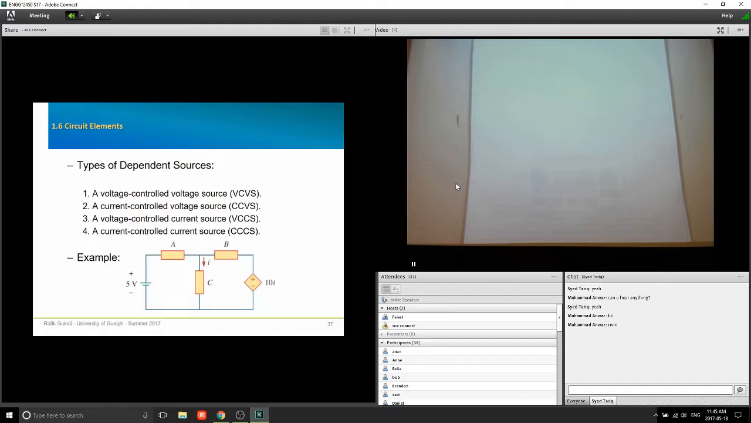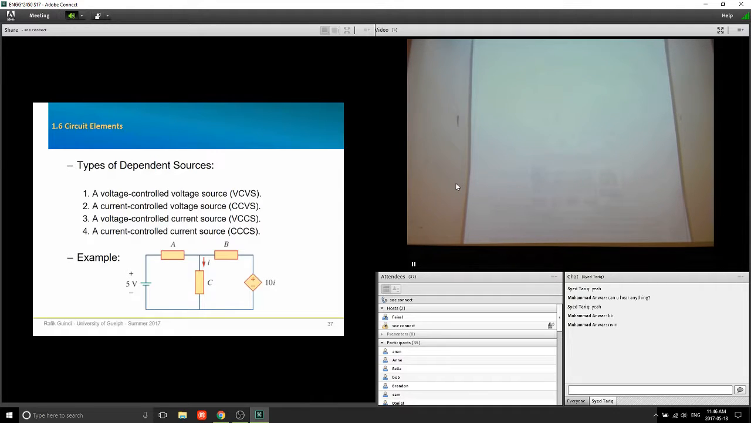You have an example here, and in this example, you have several elements. On the left-hand side, you have this plus or minus 5 volts. This is an independent DC voltage source. No confusion about this one. On the right side, you have a dependent source. So what kind of source is that? It has 10I next to it. What is that?